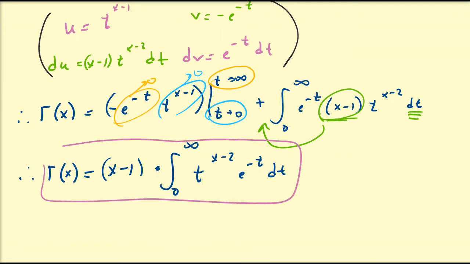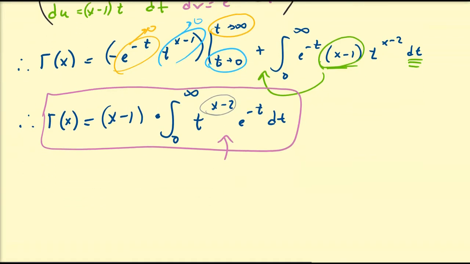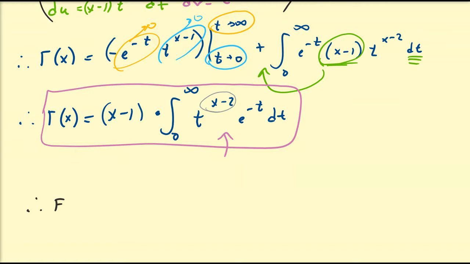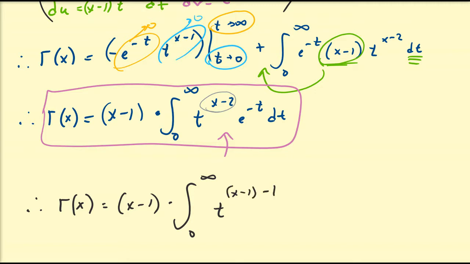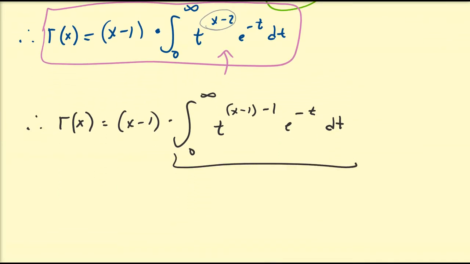So if you observe what we have here, this is pretty much the same exact thing, except the exponent is now decreased by 1. So what we can say is that gamma of x is equal to x minus 1 times the integral from 0 to infinity of t to the x minus 1 minus 1 e to the minus t dt, which is the definition of the gamma function, but evaluated at one less x value. So we have the relationship that gamma of x is going to be equal to x minus 1 times gamma of x minus 1.